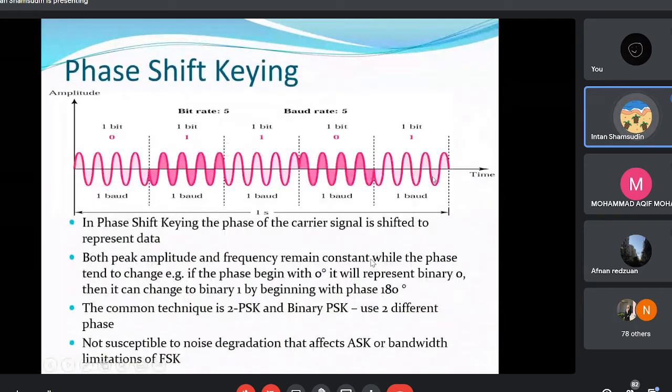Right. And then the last one is phase. It's not the last one lah. Actually akan ada satu lagi combination of this one and another one. Okay. Phase shift keying. Alright.